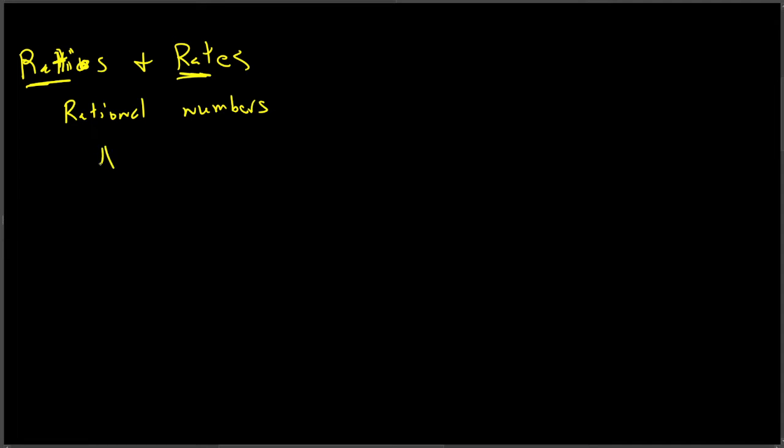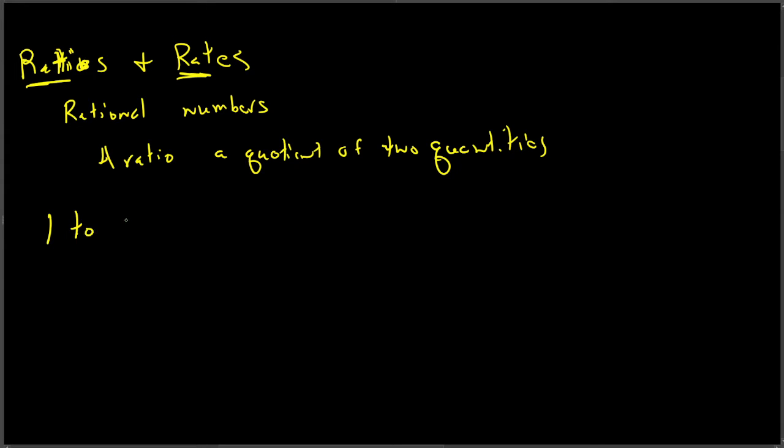about a ratio as being a quotient of two numbers, of two quantities. So we tend to say things like 1 to 2. That's also written as 1 to 2 or 1 to 2 like this.